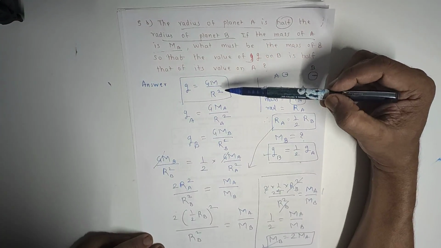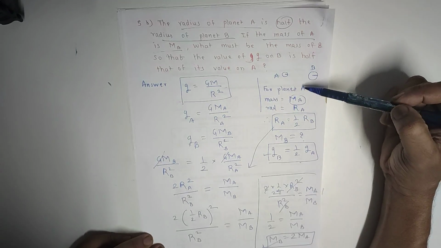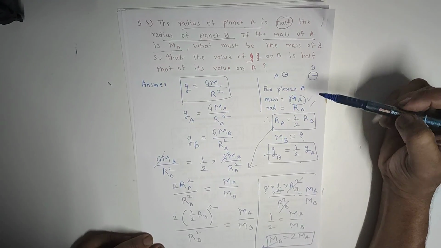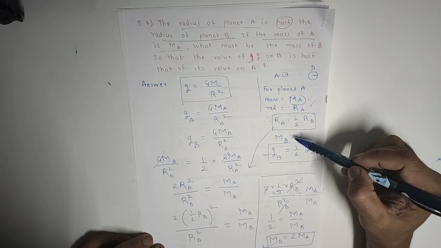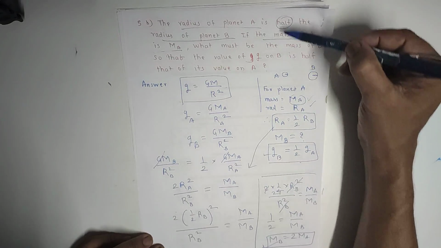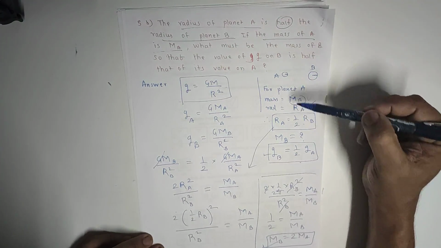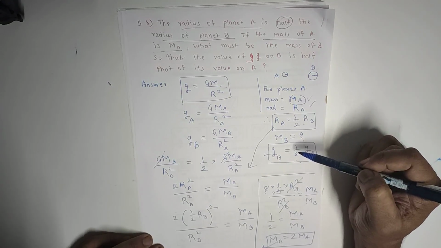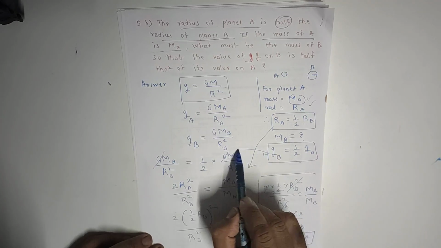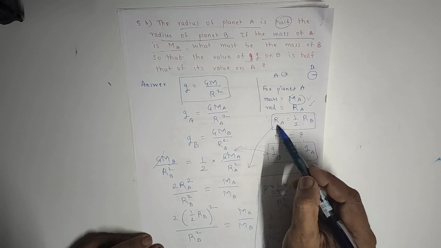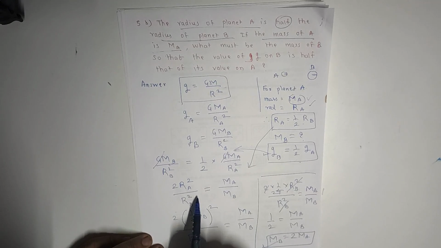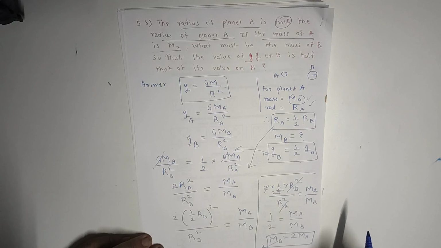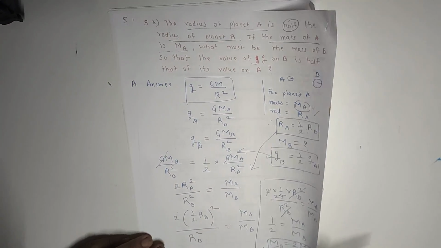Here we consider this formula, and for planet A we use these symbols. For planet B we use symbols RB and MB, and we are given that the radius is half and g is half. Therefore we use these two at this place. We write this expression and we use here this expression. Then by our computations we get this solution.